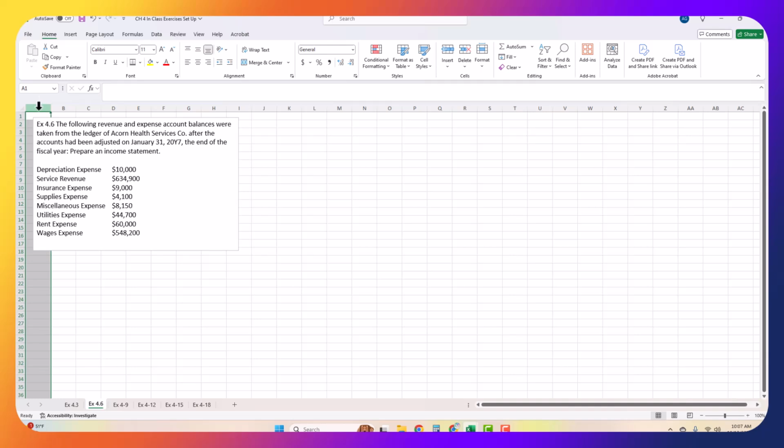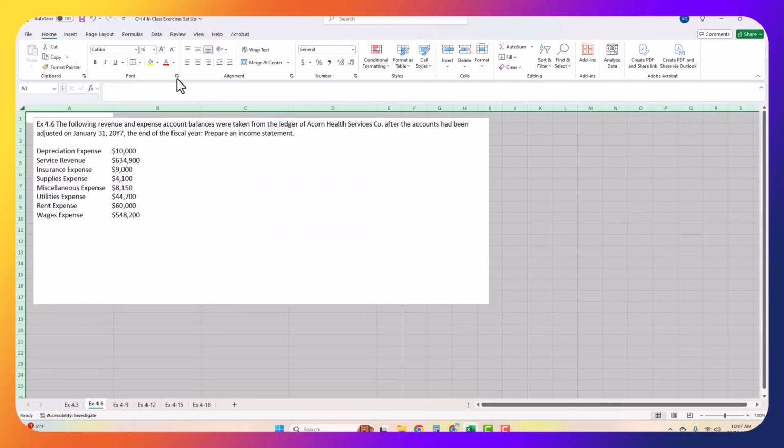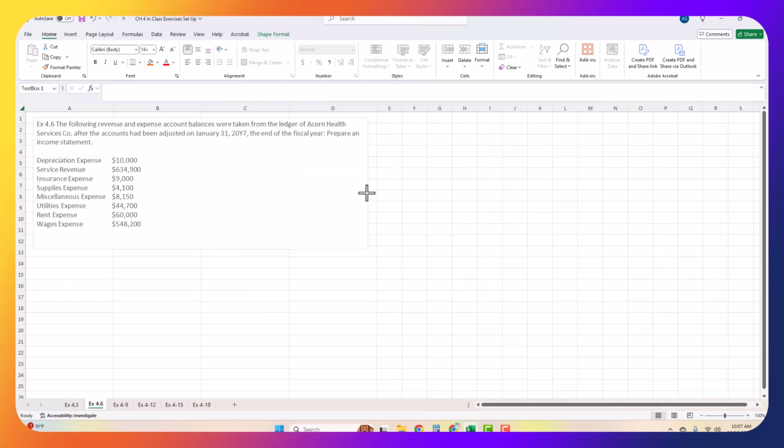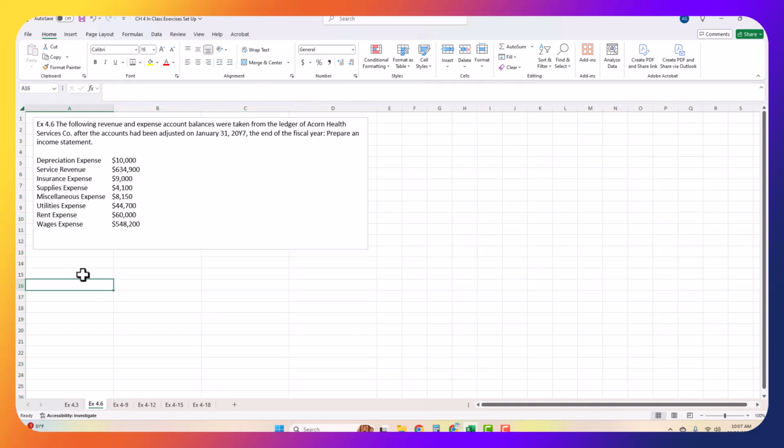making more statements, right? So this should be a review, but we're expanding the accounts that we have. Let me make this bigger so you can see it when I do this. All right, so let's talk about it. The following revenue and expense balances were taken from the ledger of Acorn Health Services after the accounts have been adjusted on January 1st, 20Y7, right?